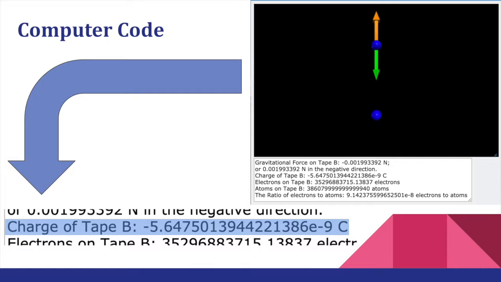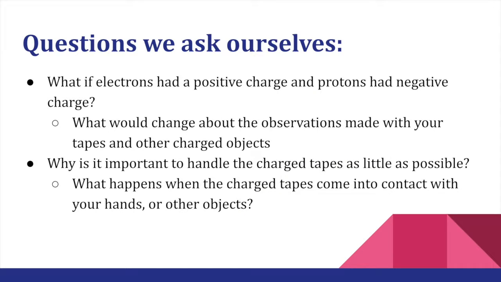In our code, we got the magnitude of the charge on one piece of tape to be negative 5.647501394422138 times 10 to the negative 9 coulombs. I obtained the same number through my calculations. We also have a mechanism in our code which has a trial and error method for the tape charge to exhibit the relationships between different variables in Coulomb's law.